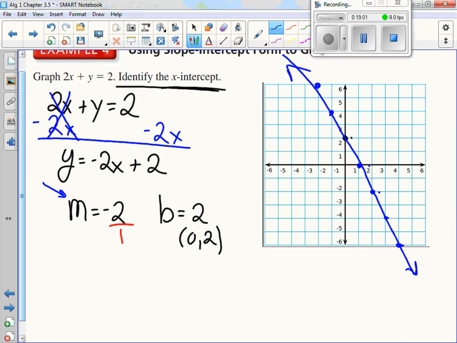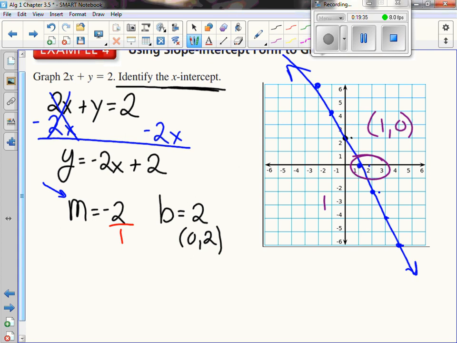Now on this here, where does it cross the x-axis? At this point here, yes? And that point would be 1, 0. The x-intercept is always going to have a y value of 0. The x-intercept is always going to be some value, comma, 0.